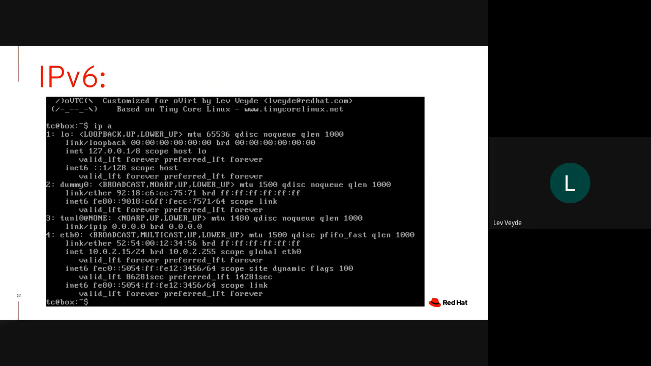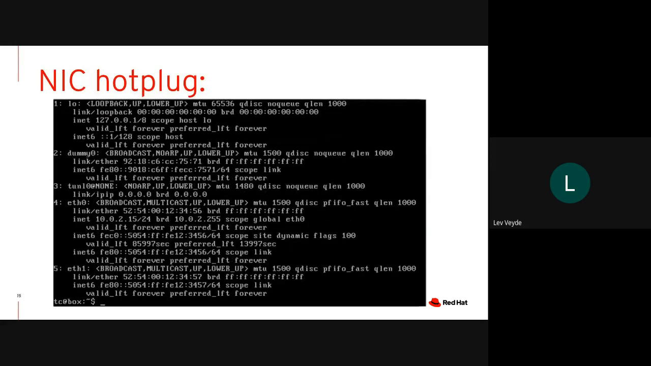Okay, this is some demo how it looks like. So as you can see, you get IPv6 addresses out of the box. Okay, this is an example of a network adapter hot plug.